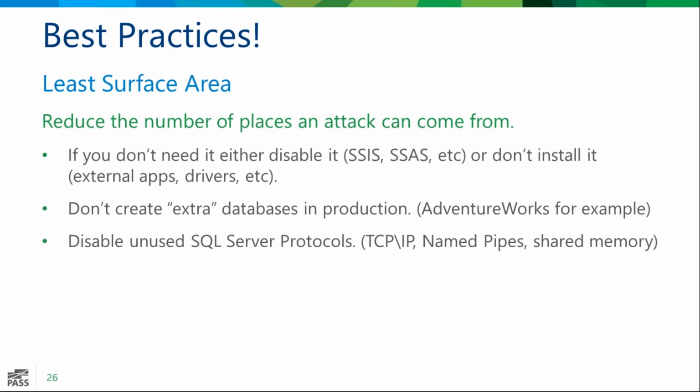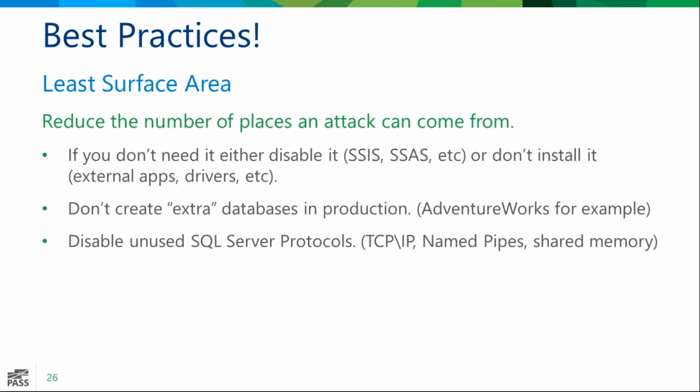There are 3 of them: TCP/IP, named pipes, shared memory. You only need shared memory if you're logging in from the machine. There are cases where that happens. If you don't need to be able to do that, don't use shared memory. TCP/IP and named pipes are only needed if you are coming in from outside of the server.